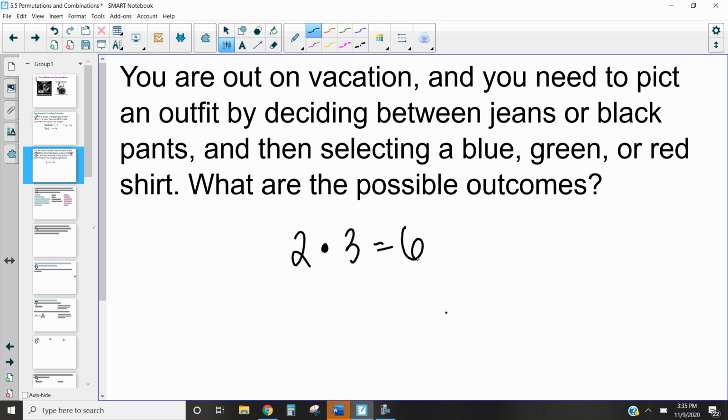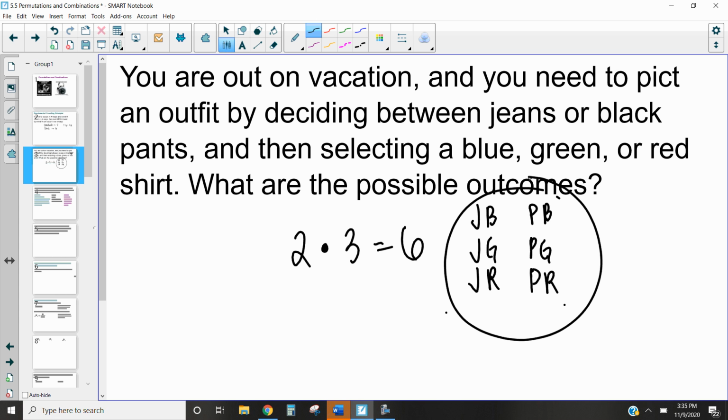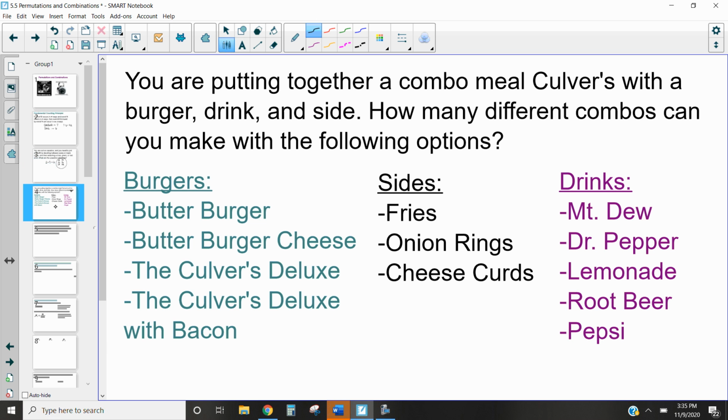Now we can list out these outfits, right? We can have jeans with the blue shirt, jeans with the green shirt, jeans with the red shirt. We can have our black pants with the blue shirt, our black pants with the green shirt, or our black pants with the red shirt. Total, we have 6 outcomes here. Now, instead of listing out all of the outcomes every time, we can use that fundamental counting principle to figure something out. And the reason why that's helpful is when we have something like this.